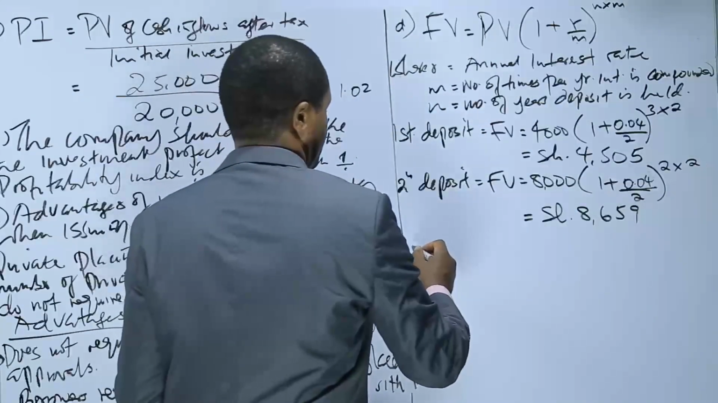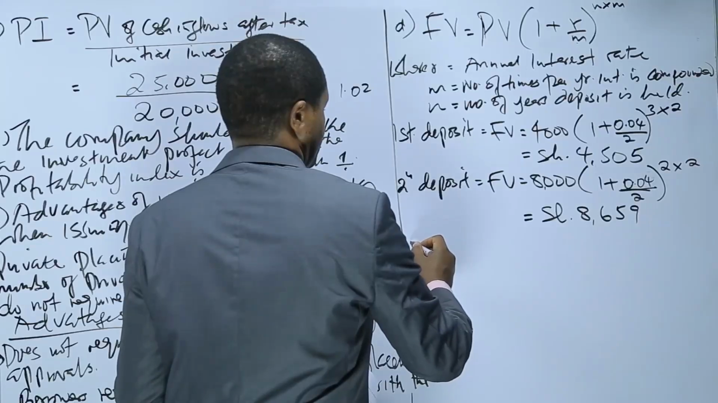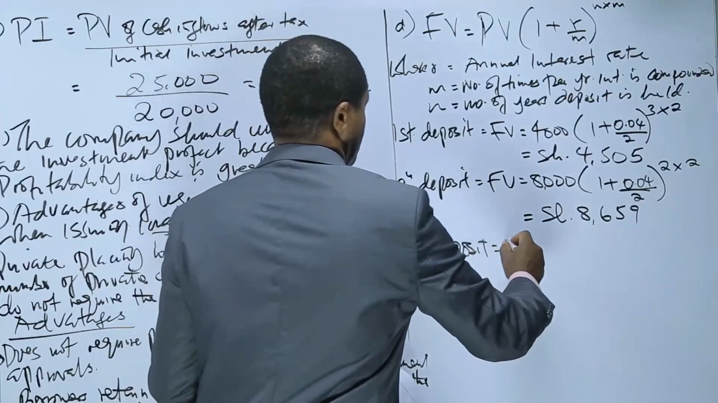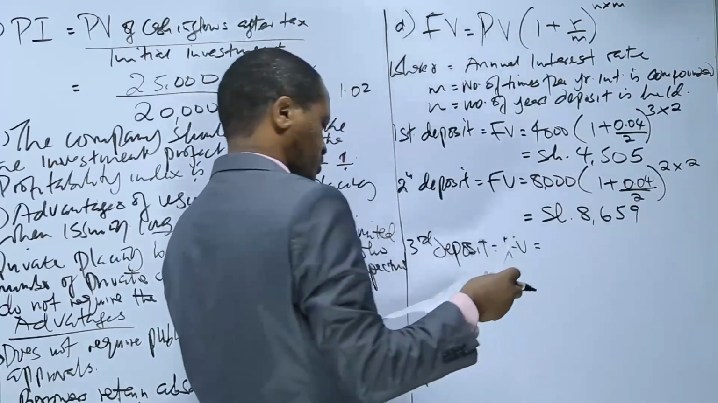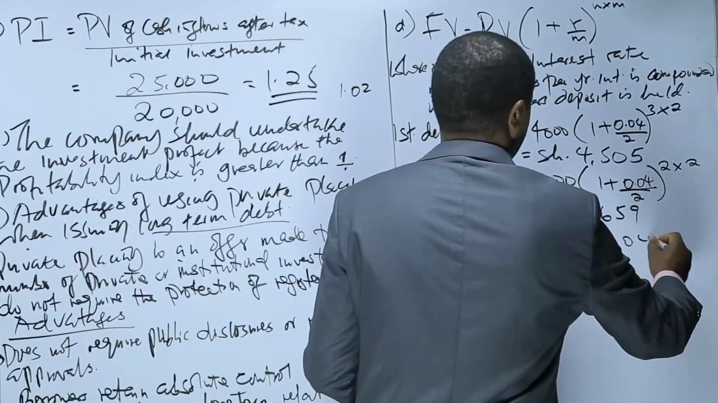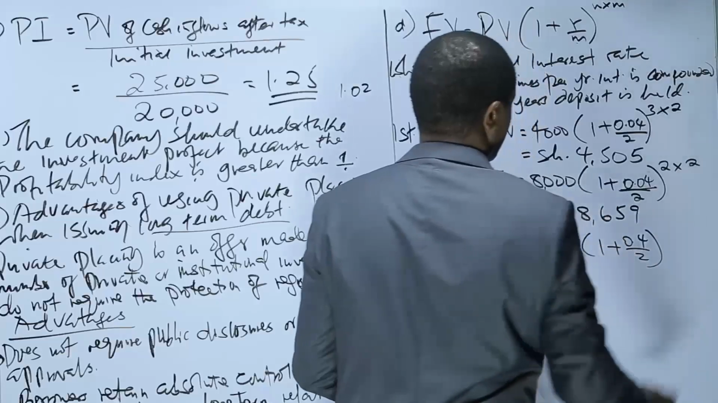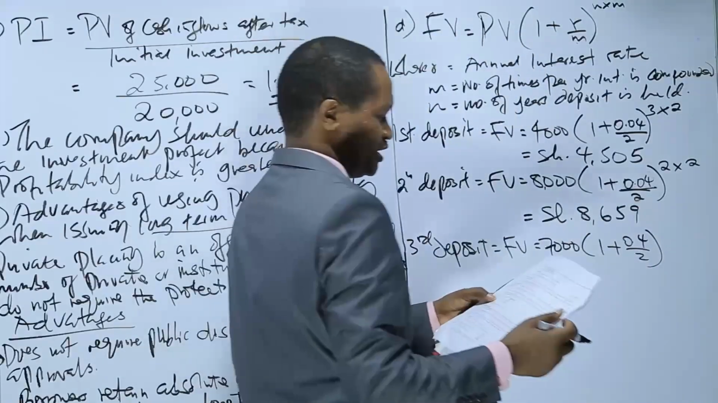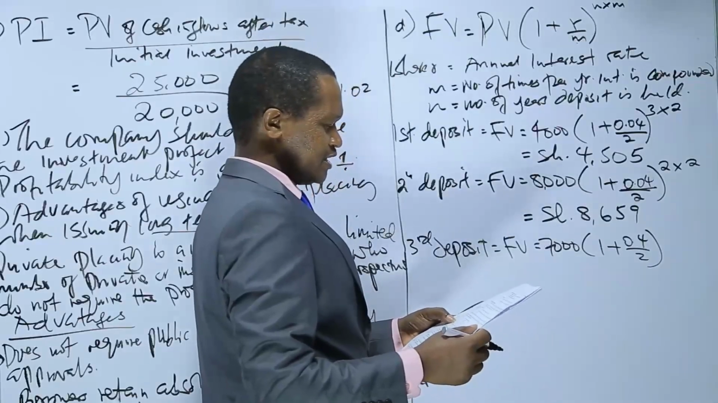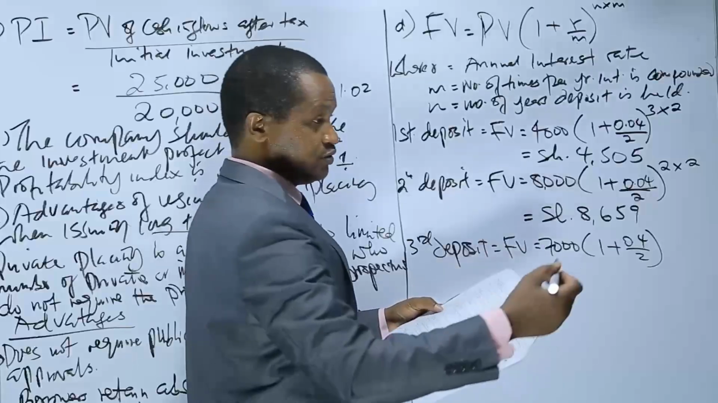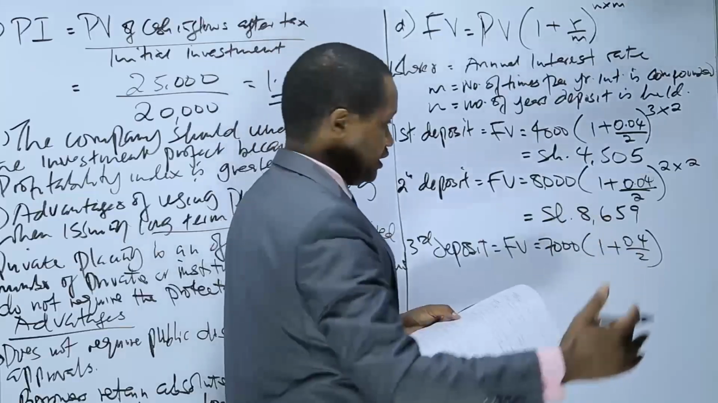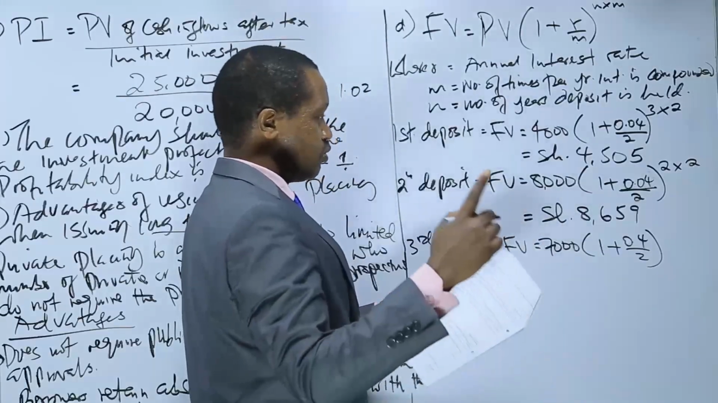Then the third deposit. The future value will be equal to how much was deposited. 7,000 was deposited times 1 plus 0.04 over 2 raised to the power. The amount that was deposited at the end of year 3 only lasted in the bank for 1 year. That is year 4. At the end of year 3, the money lasted in the bank for the whole of year 4. So that is only 1 year.